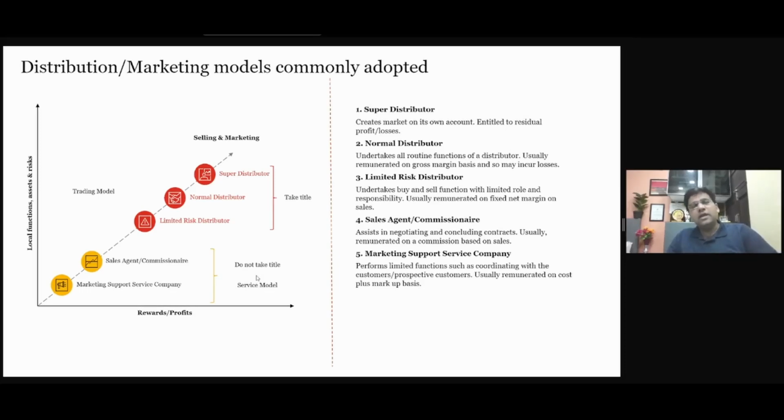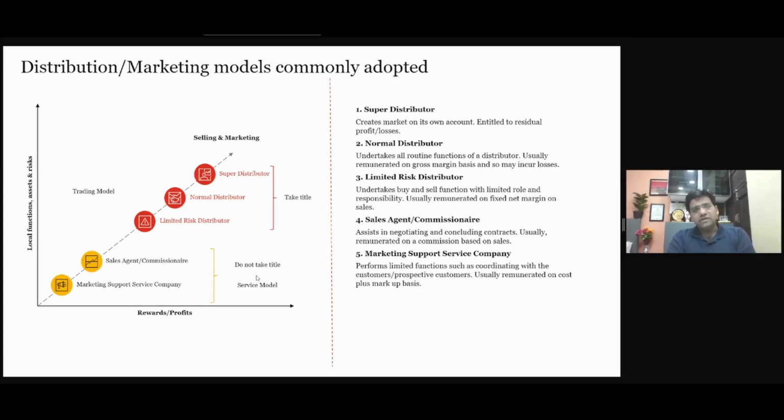Similarly, going back to discuss the distributor function. Like we discussed, there can be different types of distributors: limited risk distributor, normal distributor, or super distributor. These are three categories which take title to goods and sell on their own account. Then two other categories are agents or market support companies. They do not take title; they are just a service model. So similarly, as you increase your functional asset and risk profile, your rewards or profits also increase.